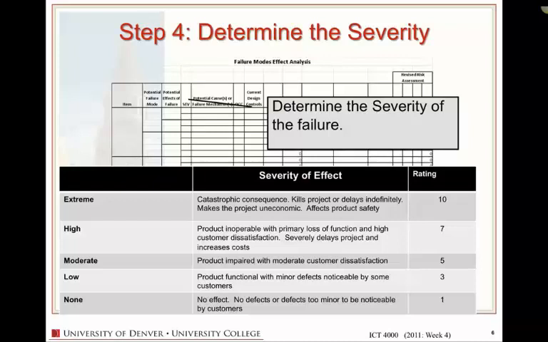Or it could be high, where the product is inoperable with a primary loss of function, with a high degree of customer dissatisfaction. It could severely delay the project and could certainly increase the costs. Moderate would be the product is impaired with some moderate customer dissatisfaction. Low, the product is functional but with some minor defects, noticeable by some. And then none, it basically has no effect whatsoever, or is too minor to be noticeable by anyone.